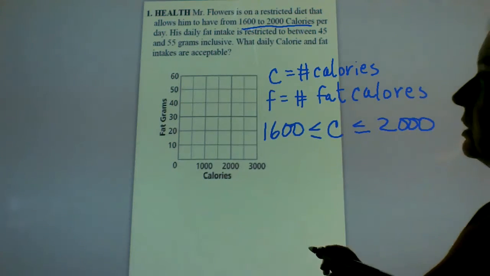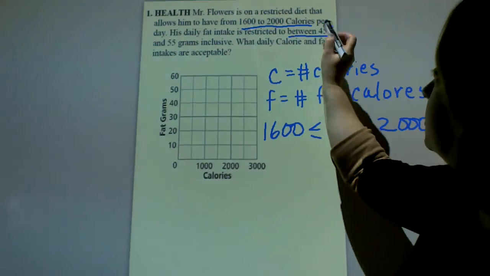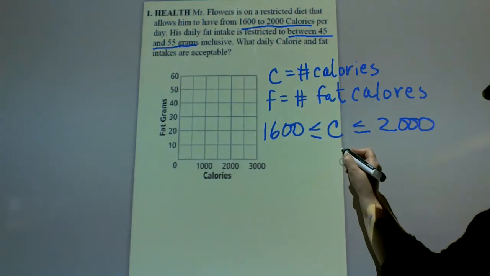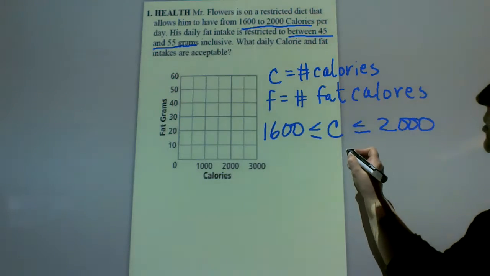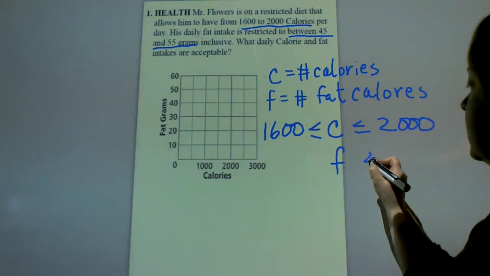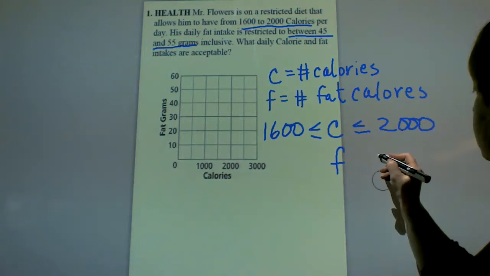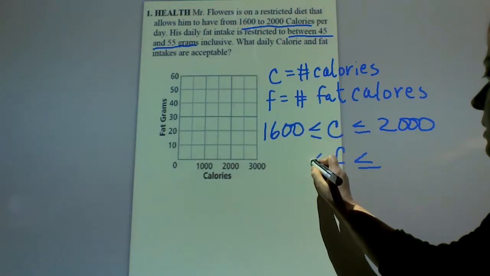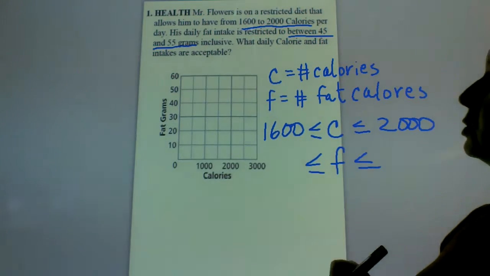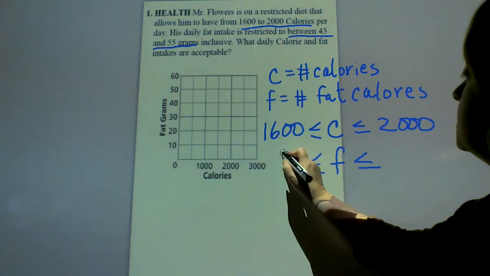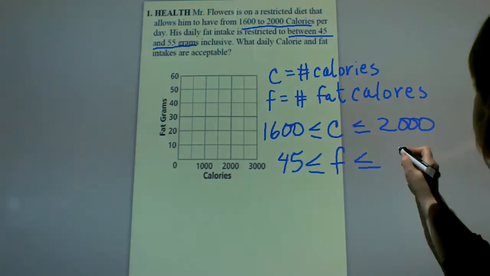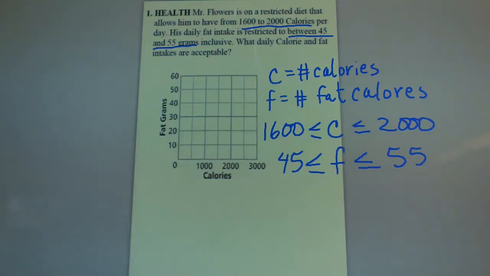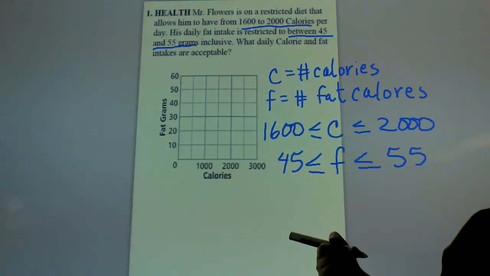And then the last one says between 45 and 55 grams. That deals with the fat. So again, you're going to have betweenness: less than or equal to, less than or equal to. What's your lowest number here? Your lowest number is going to be 45, and 55 will be your higher number. So we're going to have to graph these.